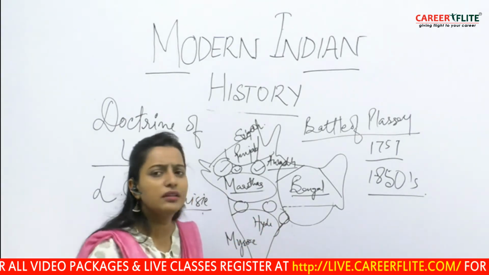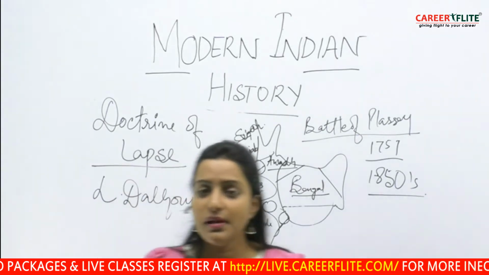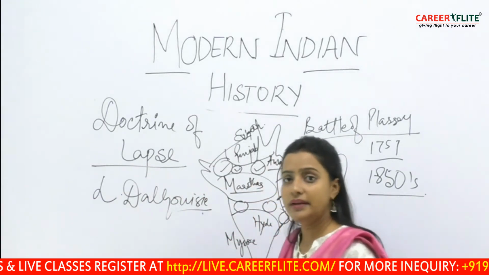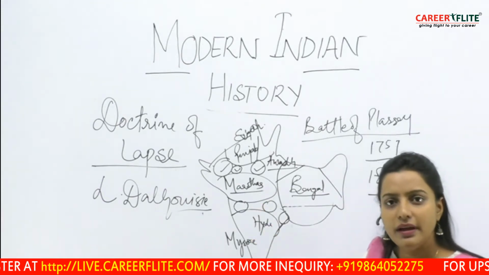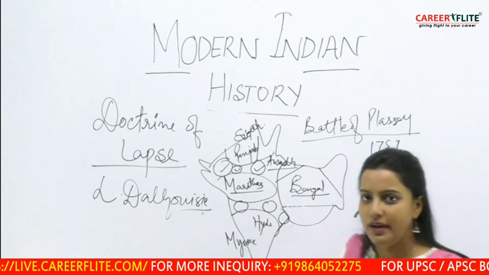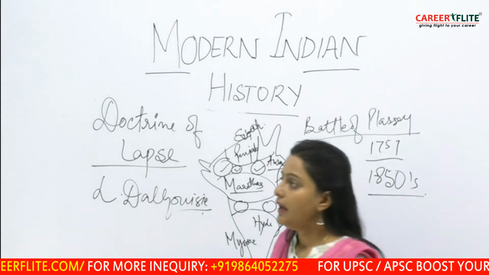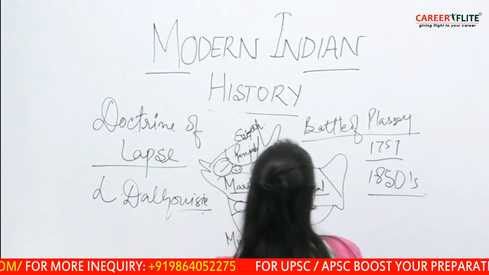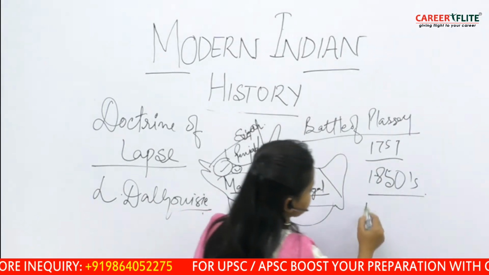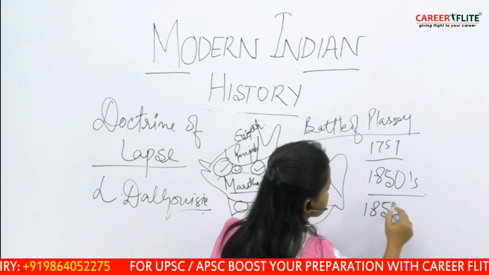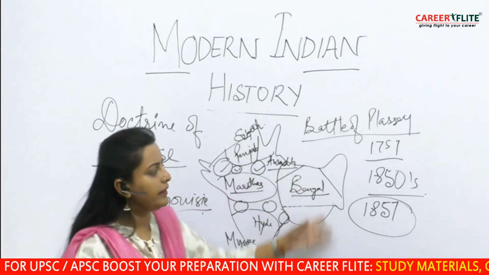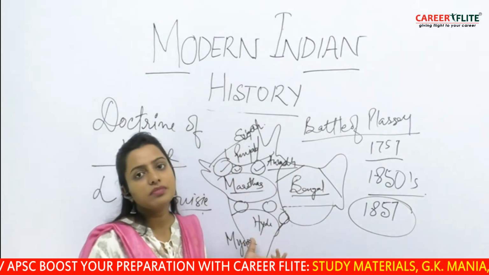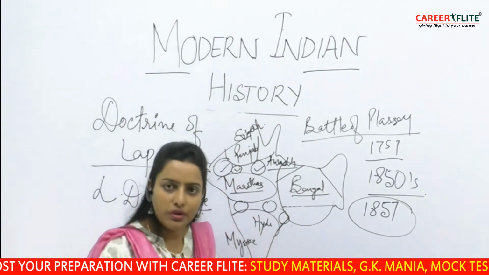So there were also other plans like Wellesley's plan, etc., which actually meant to capture the smaller kingdoms of India in a strategic way and not by confrontation. And therefore, what we see in about 1857 is that the entire India somehow comes under the British dominion.